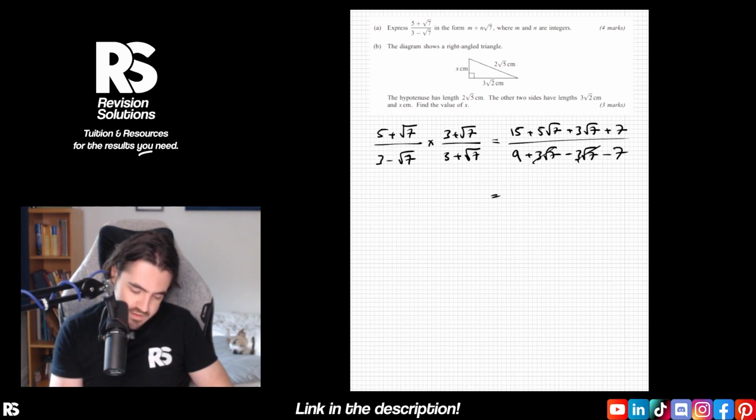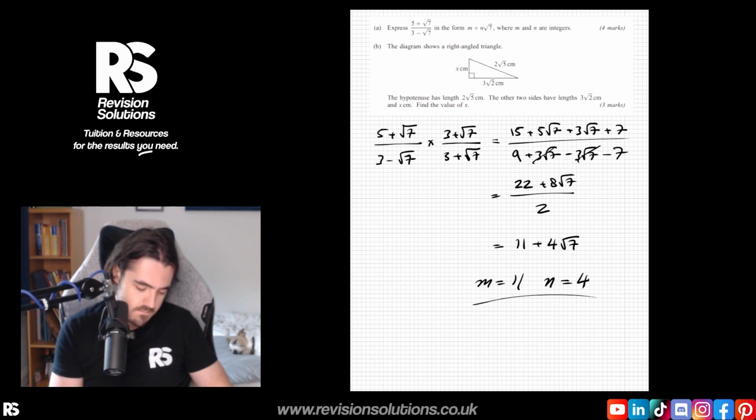So 15 plus 7 in the numerator, that's 22. And 5 lots of root 7 plus 3 lots of root 7, that's 8 lots of root 7 in our numerator. And in the denominator, we just got 9 minus 7, which is 2. So dividing through by our 2, 22 over 2 is just 11. And 8 root 7 over 2 would just leave us with 4 lots of root 7. So m must be equal to 11, and n must be equal to 4.